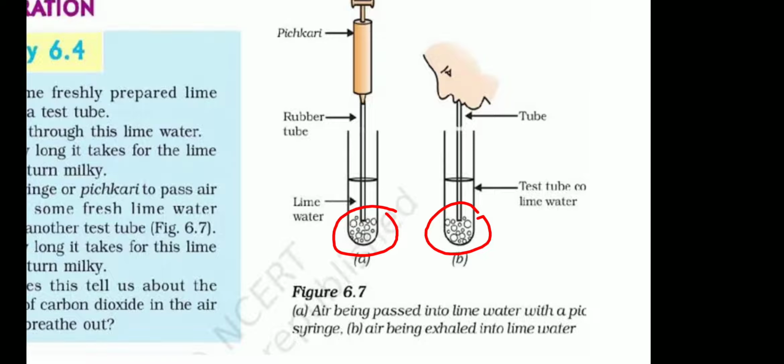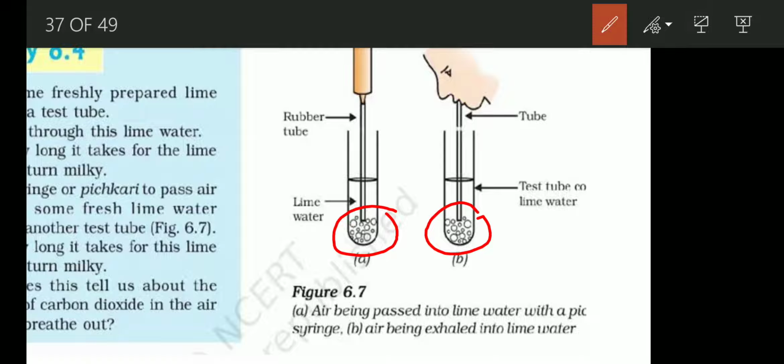Here, in case of test tube A, air is being inserted into the lime water with the help of a pitchkari, and you can also use a syringe for this activity. But in test tube B, as you can see, a human being is exhaling air into lime water. So the composition of air that is mixed in the lime water is different in both the test tubes. And depending on the composition of air, the result of the activity will be different. Okay, we'll discuss this one by one.